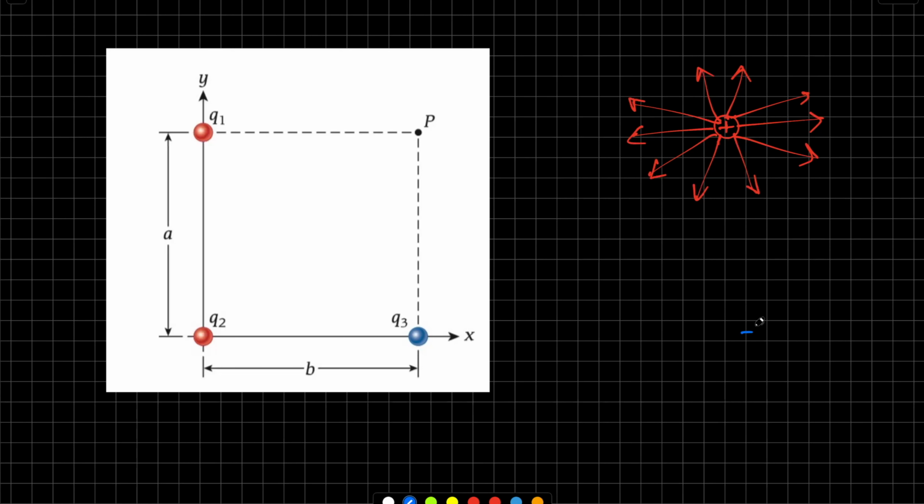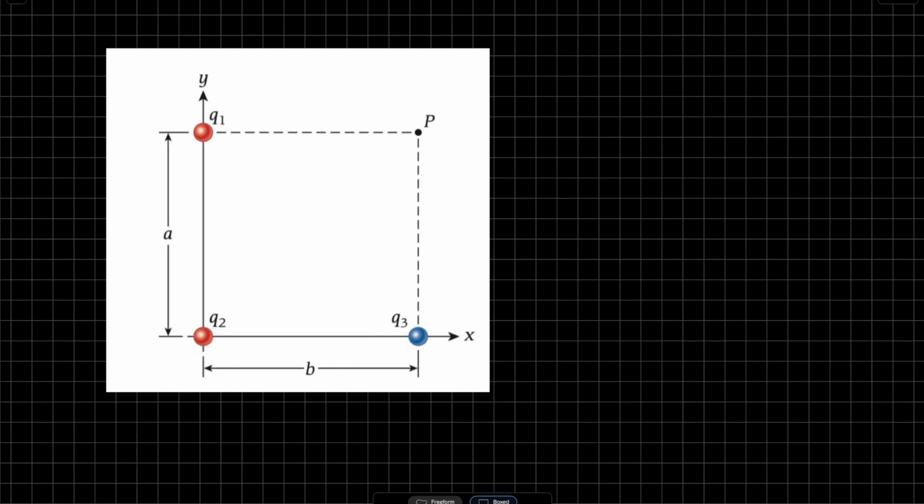Now if you have a negative charge, the electric field will be coming towards it. The direction of the electric field will be towards the charge, towards the negative charge, just like this. All right. So using this idea, we are going to find the direction of electric fields at point P.